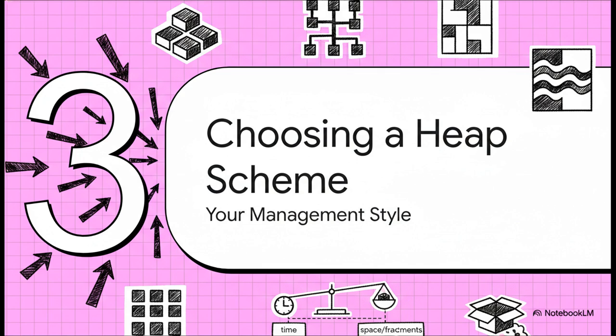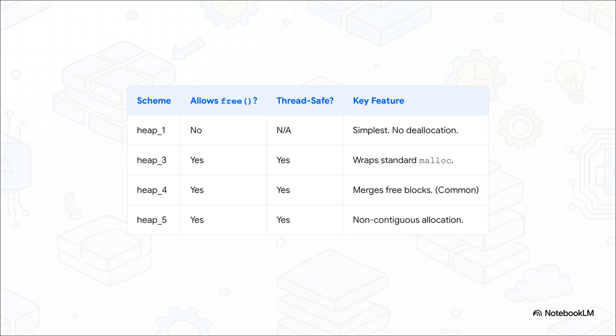No, it gives you several different schemes to pick from, and each one comes with its own specific trade-offs designed for different kinds of projects. And what's really cool here is just the range of choices you have. On one end, you've got Heap 1. This is for those super critical systems where you can't risk a memory leak, so you're not even allowed to deallocate memory. And then on the other end, you have something like Heap 5, which can manage memory that isn't even all in one piece.